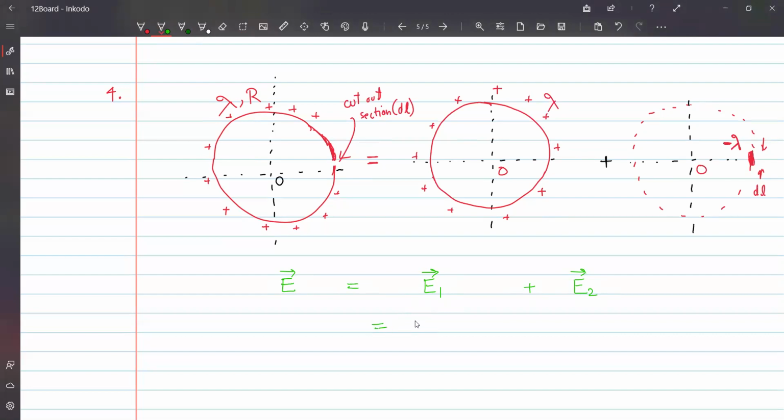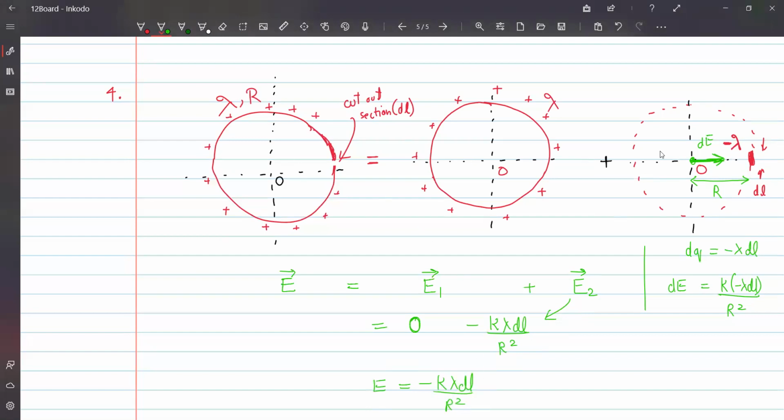For this case, electric field was 0. But for this case, you see here it's minus lambda now. Minus lambda, so charge will be minus lambda dl. At this point, electric field will be towards the negative charge. Call it dE. If you write it as dE, the value will be k times minus lambda dl upon the radius square, because distance between the point and the charge is r. So that will be minus k lambda dl upon r square. That is the value of E2, due to only this small portion. And the resultant value of electric field will be just k lambda dl upon r square. Negative sign means it is in this direction. That is the value of electric field.